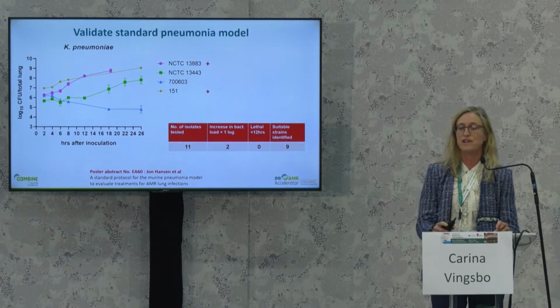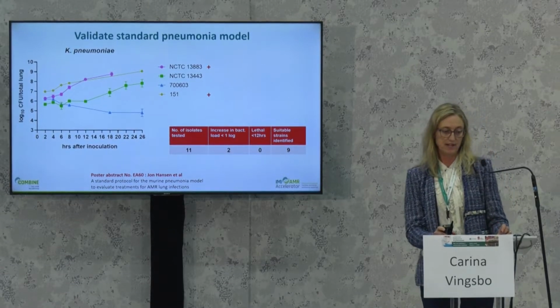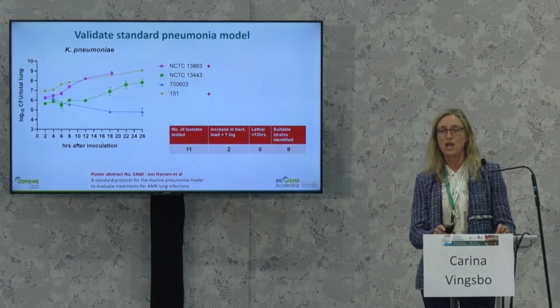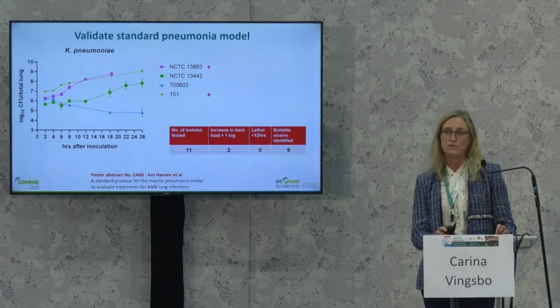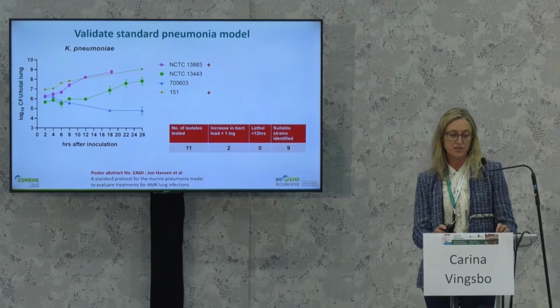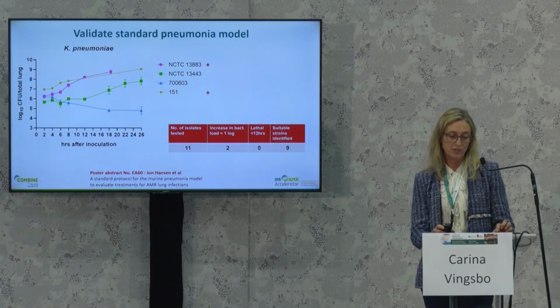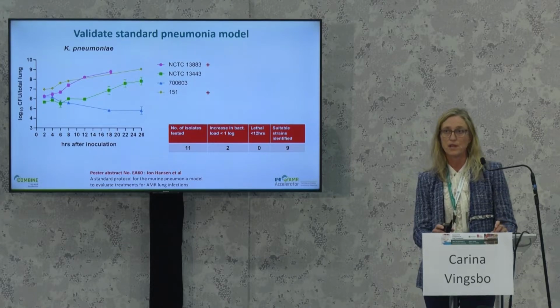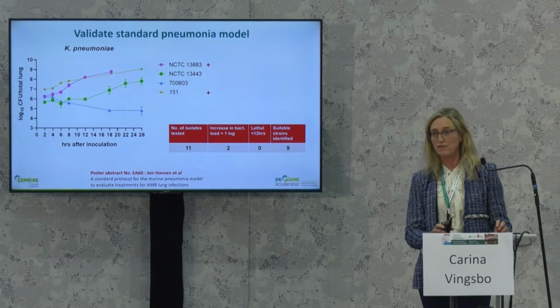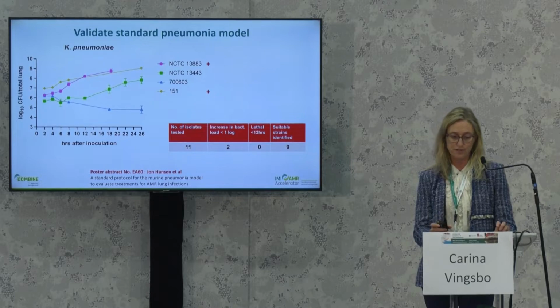And here are some examples of the outcome of our validation studies. So currently, we have tested 11 Klebsiella pneumoniae isolates in the standard protocol. And here I exemplify with 4 different strains. So if you look, for example, at the pink and yellow strain, the NCTC 13883, you can see that it starts at 6 log10 CFUs and it increases with more than 1 log. And so does the yellow isolate. So that would be a suitable growth of the bacteria in this model. Whereas if you look at the blue isolate, you have a spontaneous resolution of the infection. So that's not a useful model, and this isolate will be discarded and not used any further.